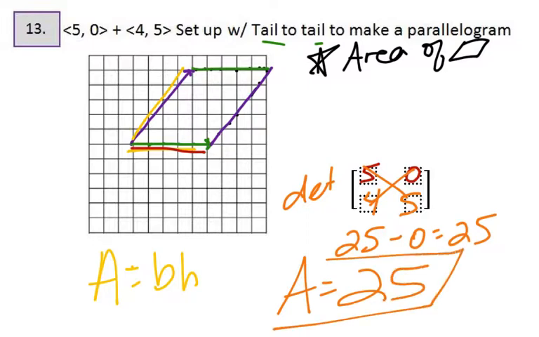Now, since we already figured that out the easy way, we know that that's right, but we're not going to give you problems that you can find the easy way. So you just do the determinant, and there's your area. And that just tells you how many square units it would take to fill that parallelogram space.